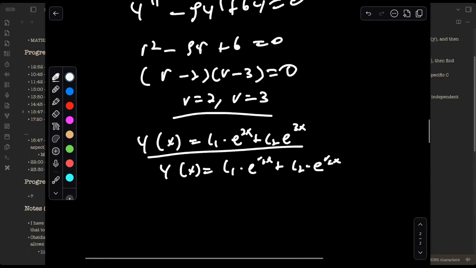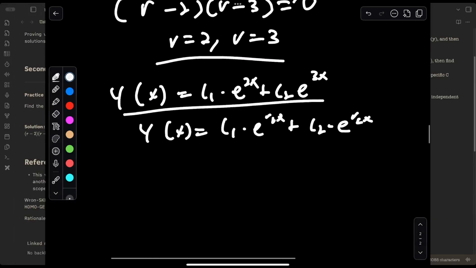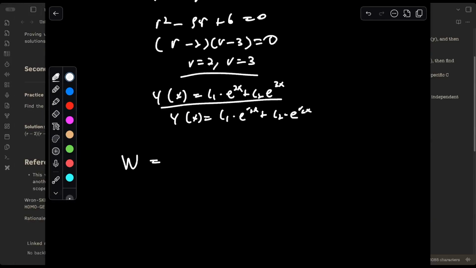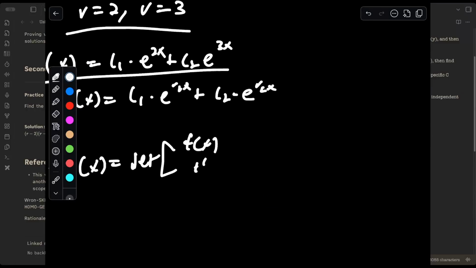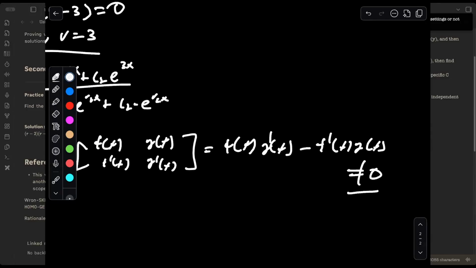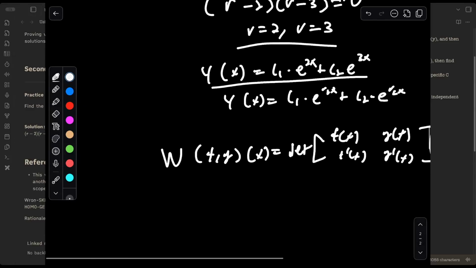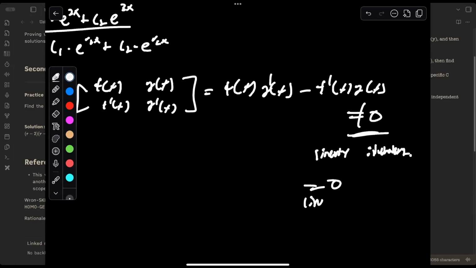And what do we do with the general solution? Now we have to verify it with the Wronskian. The way we do that is we collect what we have. The Wronskian of f and g of x is the determinant with f of x, f prime of x, g of x, g prime of x, which equals f of x times g prime of x minus f prime of x times g of x. This must not be 0 in order for the solutions to be linearly independent. If it is 0, then the solutions are linearly dependent.